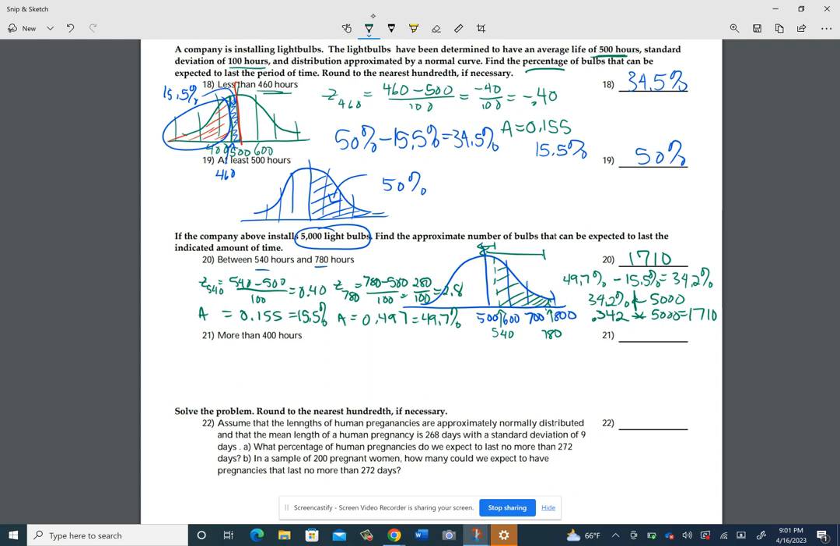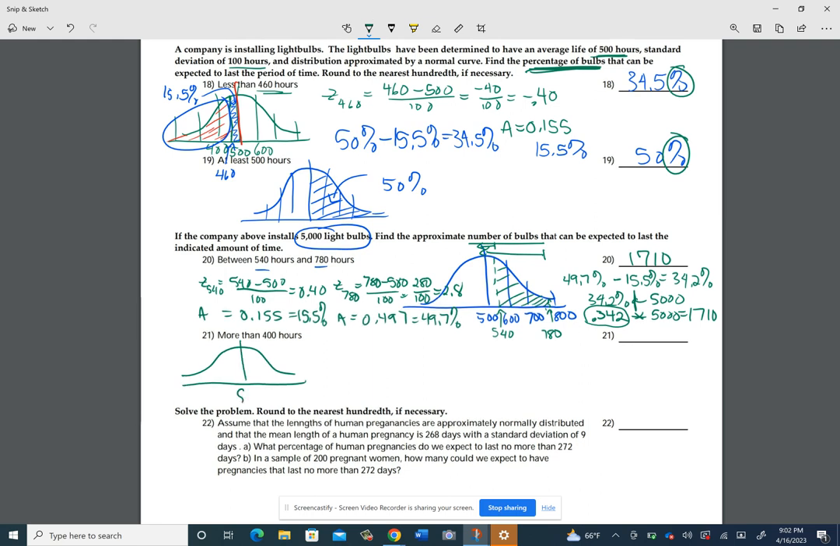Okay. Now you could have kept them as decimals and taken 0.497 minus 0.155, and you would have gotten the 0.342, and then multiplied by 5,000 because they asked us the number of bulbs, not the percentage of bulbs like they did here. Percentage of bulbs, you just need to give me what percent you expect to fall there. Right? And then this last one was number of bulbs lasting more than 400 hours.